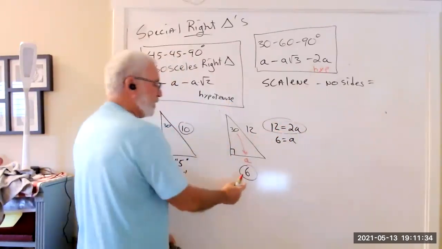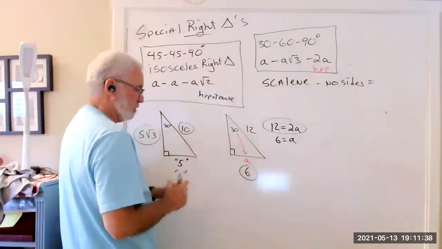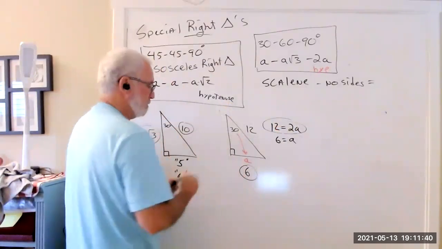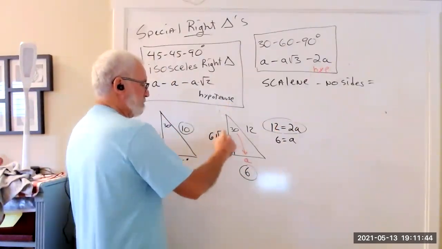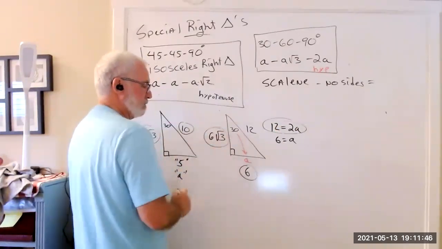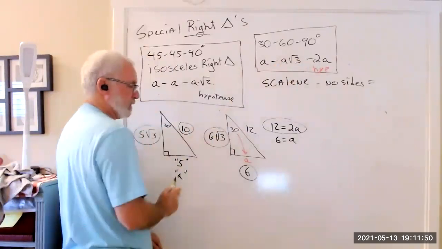Now, if we know that this is 6, what is this side over here? Anybody? 6 radical 3. Yep, that's it. It's always A times the square root of 3, A 6 radical 3.